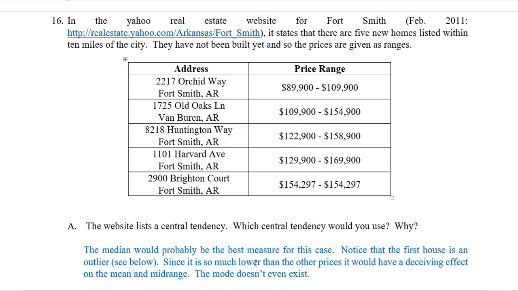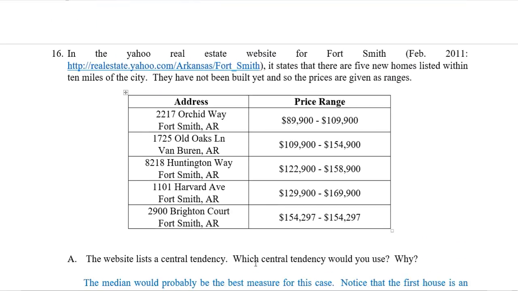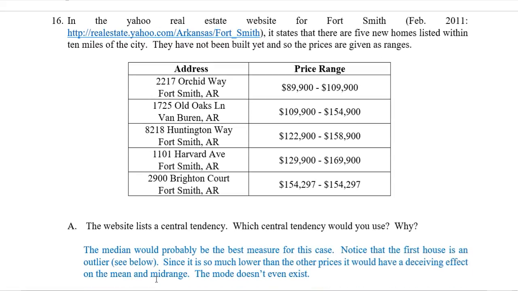And the website lists a central tendency. Which central tendency would you use and why? I would say probably the median might be the best measure. The first house is an outlier, which we could talk about what that means later, but it's significantly lower than the others.